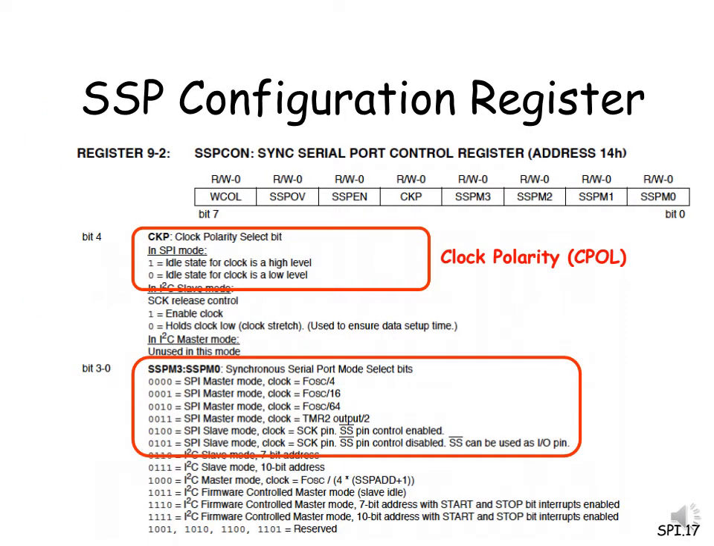This is the bit configuration for the SPI mode. Here we can choose the SPI bit rate. For example, if we choose 000, that means it is the max bit rate. The max bit rate is FOSC divided by 4. For example, if we use 20 megahertz here, we transmit at 5 megabits per second. Okay, it's very fast.